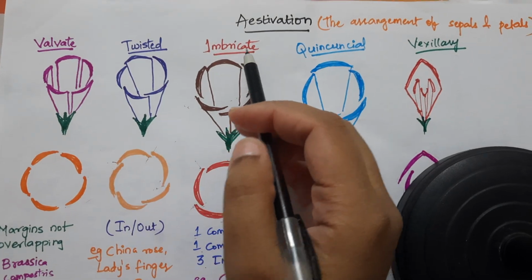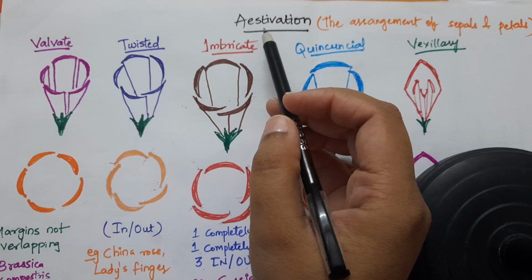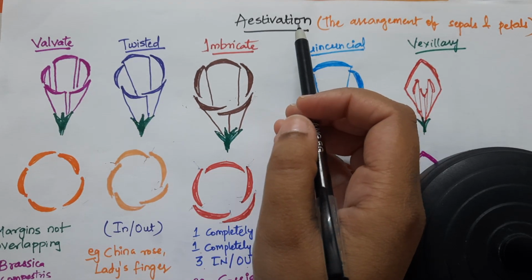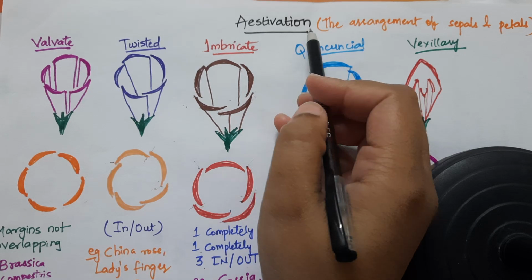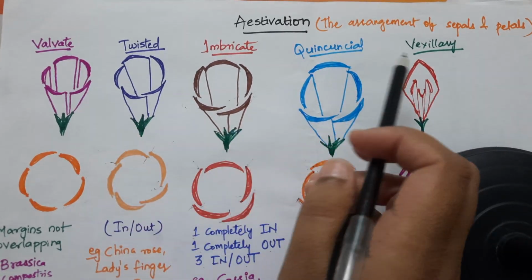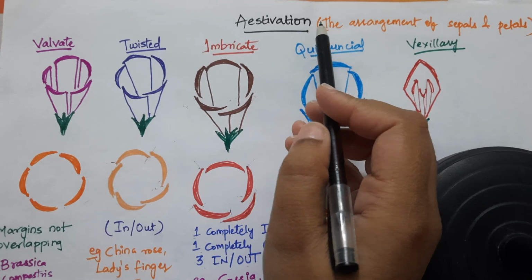Hi everyone. Today we are discussing the structure of flower. This is the continuation of part 1. Today we'll start from the estivation. What is estivation and what are the various types of estivation? Here, first, what do you mean by estivation?